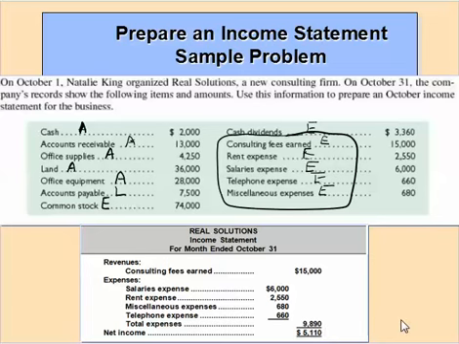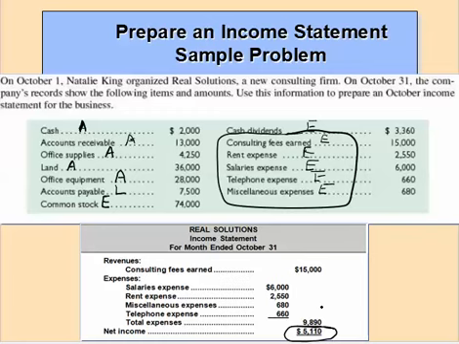$5,110. Okay, don't forget that. We're going to need to know that. $5,110. Remember, these are prepared in order. I need that number for the next financial statement, which is our statement of retained earnings.